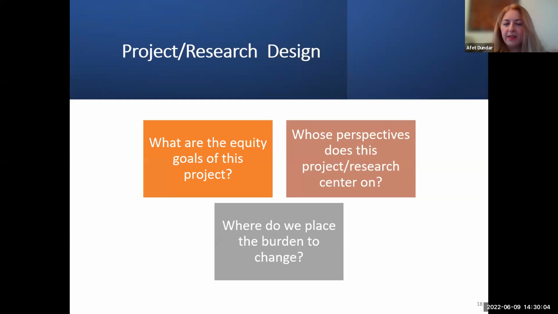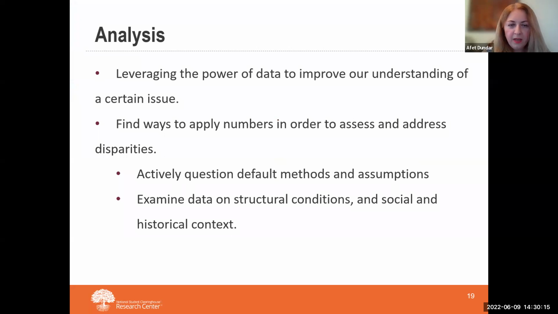Once we have the results, and I'll say more about what I mean by where we place that burden to change, what should happen next? In the analysis, of course, we are leveraging the power of data to improve our understanding of a certain issue. But when we think about the equity goal of the project or research, yes, we want to apply numbers to assess and address disparities, but it is also about actively questioning those default methods and assumptions, examining data on structural conditions and social and historical contexts.